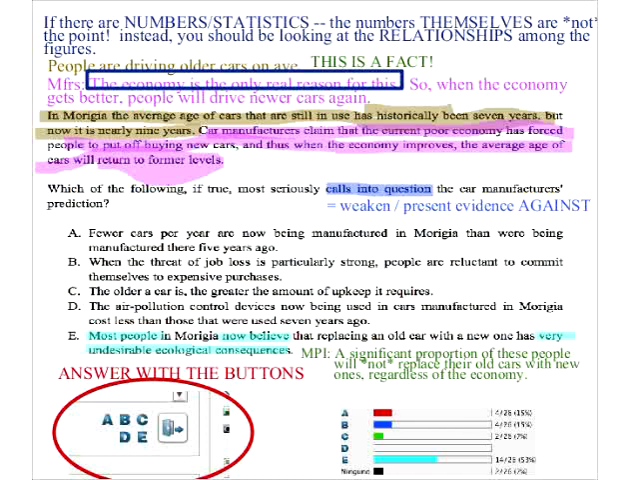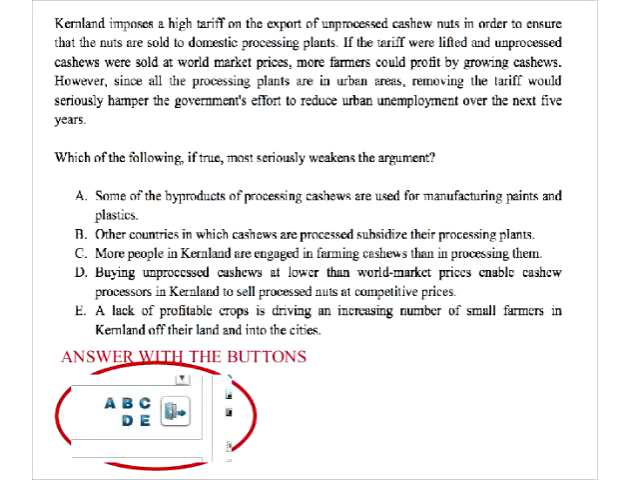Go ahead and try this one right here. Again, please answer with the buttons. Please do not answer in the text box. Thank you. Okay, here's a timer.